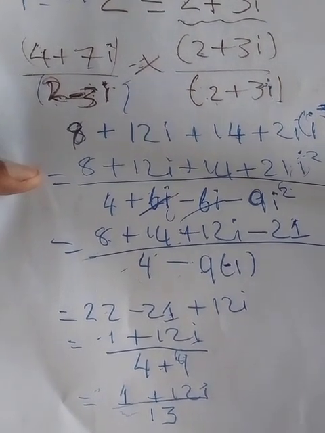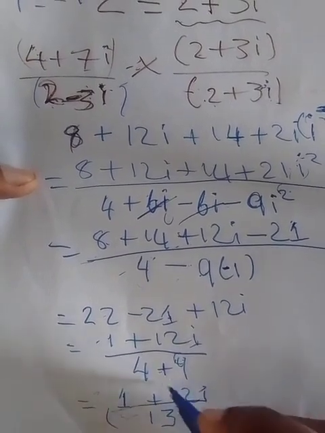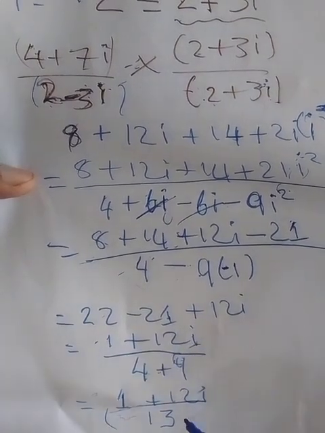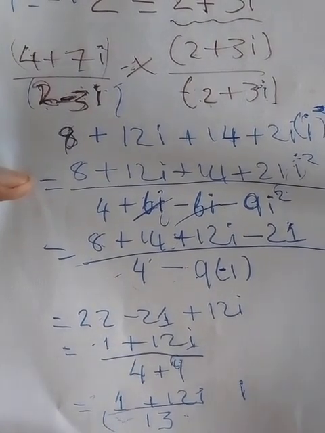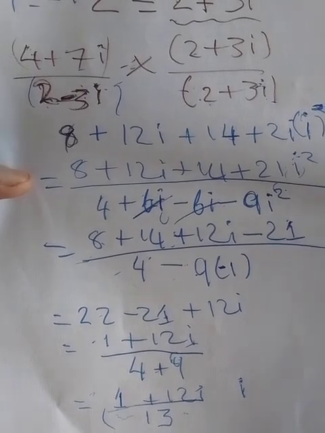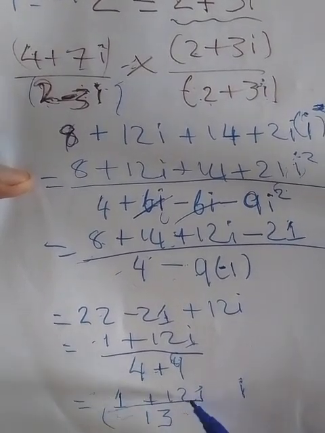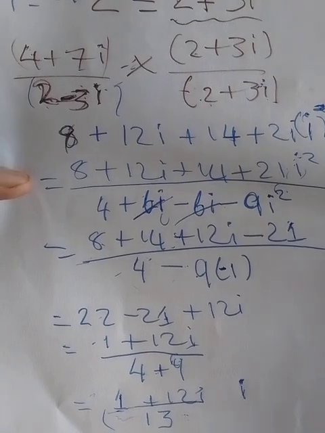As I said, after evaluating, you shouldn't end up with any number having the i. There shouldn't be any imaginary part in the denominator, and that's the purpose of doing this. That's the main reason for the law of multiplying with the conjugate.